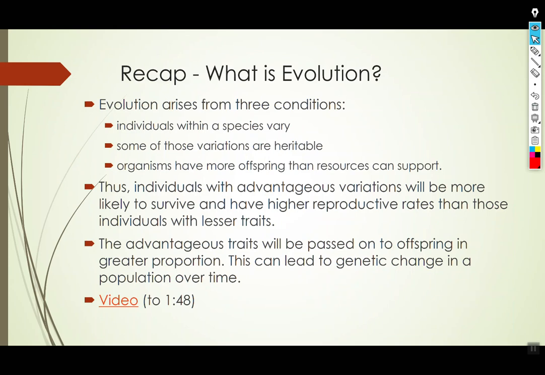Okay, so what is evolution? It arises from three conditions. Evolution by itself just means change over time. We'll look at some evidence for evolution in a little bit, but how does it come about? Well, the first criterion that must be met is that individuals within a species vary. If no variation, no evolution.